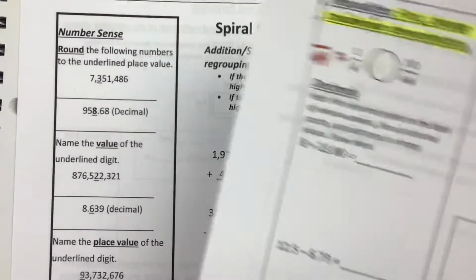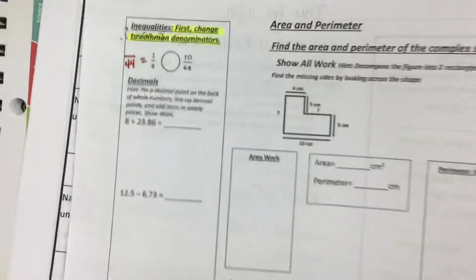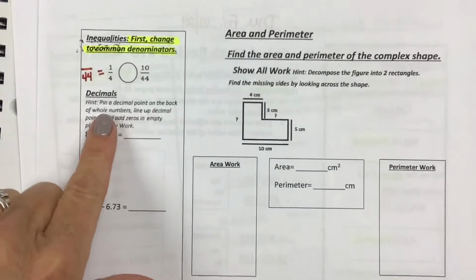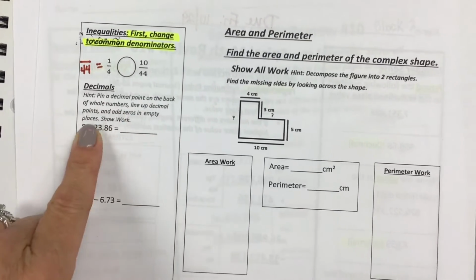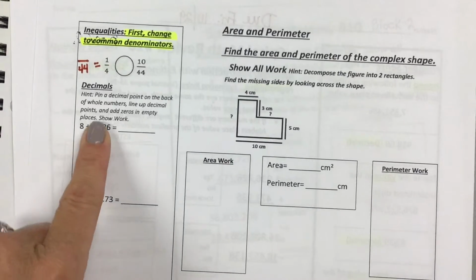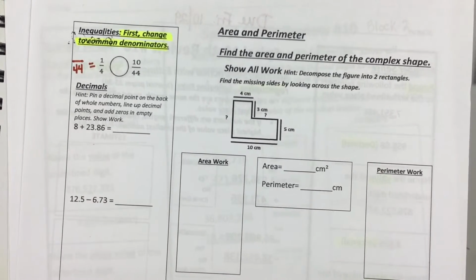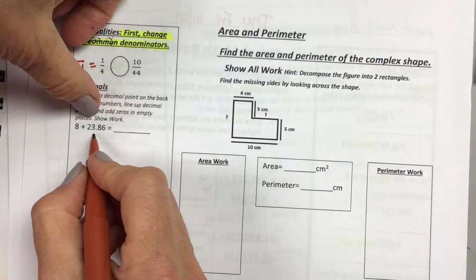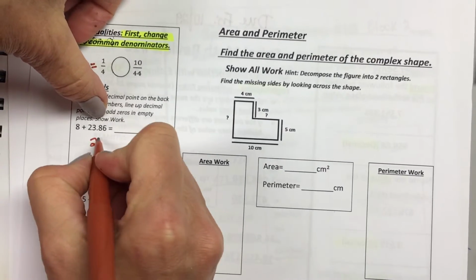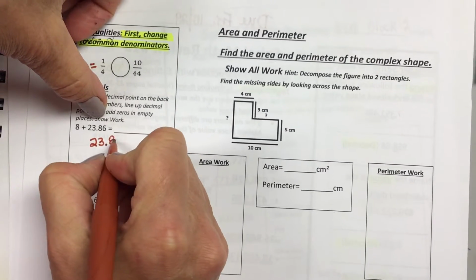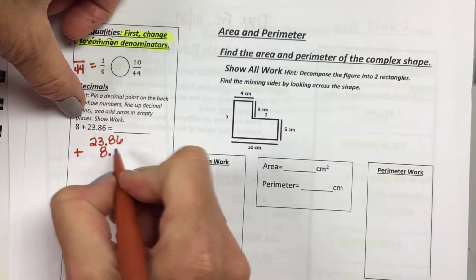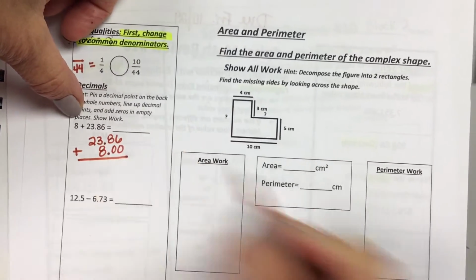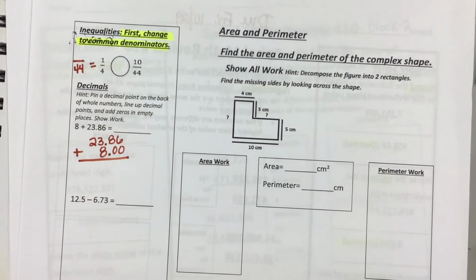Hint. Pin a decimal point on the back of whole numbers, line up decimal points, and add zeros to empty places. Show your work. We know how to do this. So it's 23 and 86/100 plus 8, put a decimal point, and 2 zeros. That's how you can line those up.